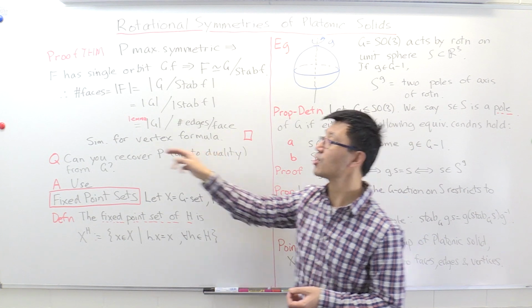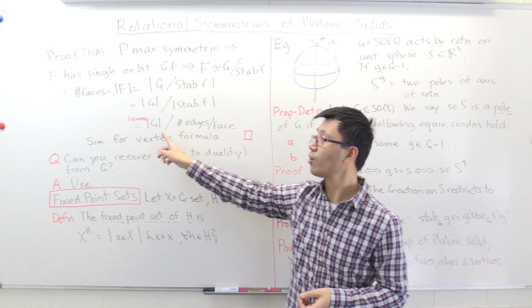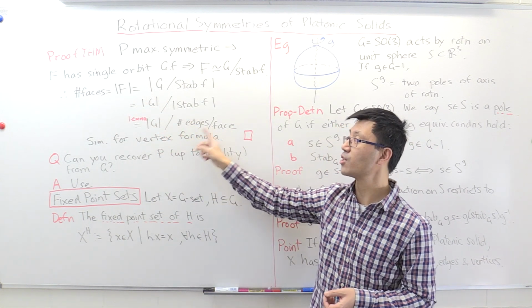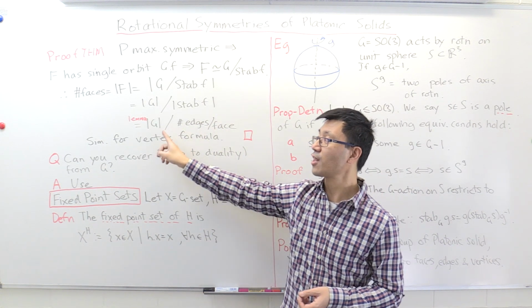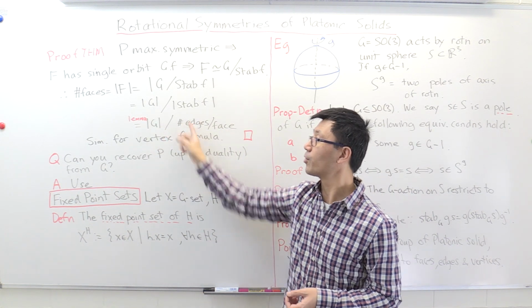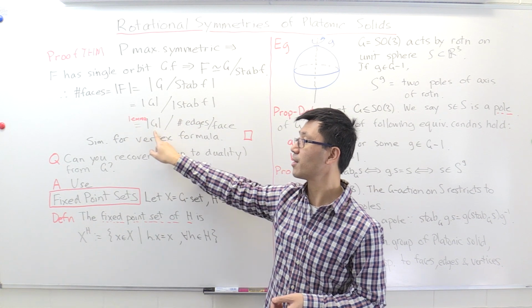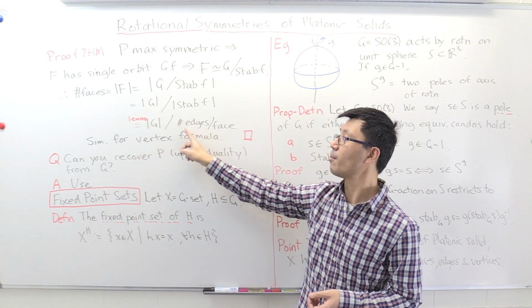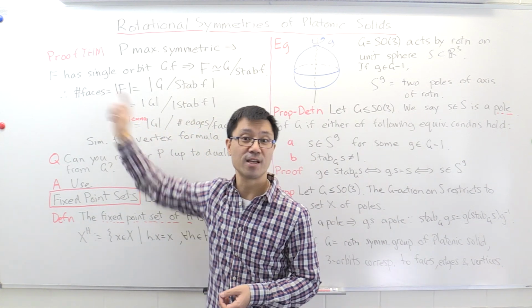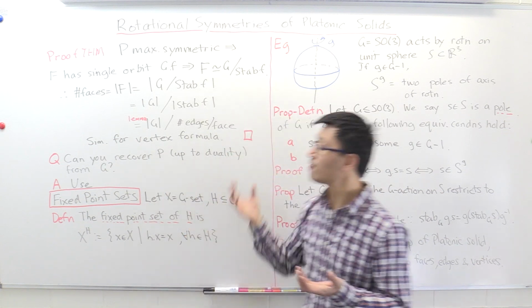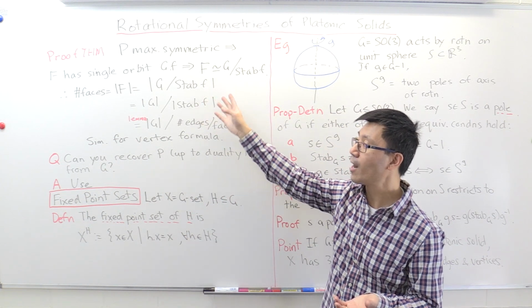So now we have an equation here. Number of faces equals the order of G divided by the number of edges per face. So to get the theorem, you just have to put the denominator to the other side to rewrite the order of the group as the number of edges per face times the number of faces. Okay, so that gives you one half of the theorem.